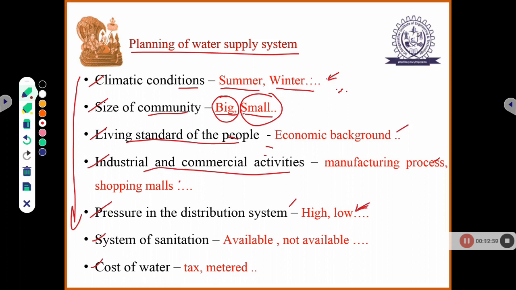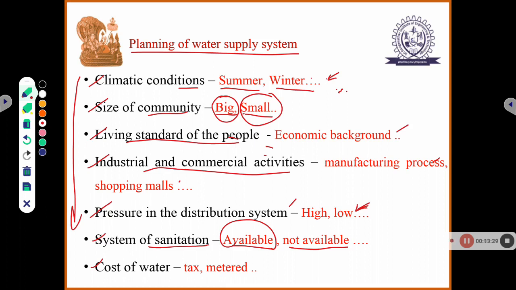Then the system of sanitation. Sanitation means how the waste water will be disposed of from the source. If sanitation is available, we use more water, so the requirement of water is increased. If there is no sanitation, people use a very minimum quantity of water. Why do they use a minimum quantity of water? The used water will be retained in nearby holes only, so mosquitoes breed in that area, so they automatically reduce the requirement level.